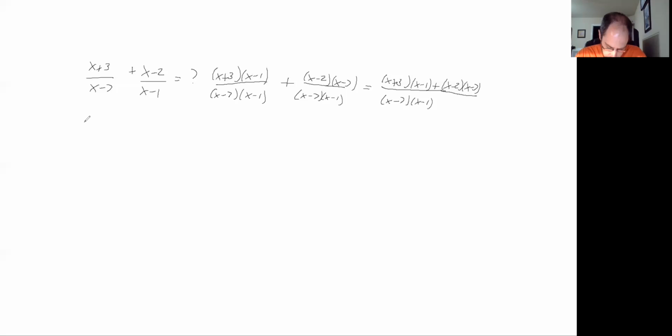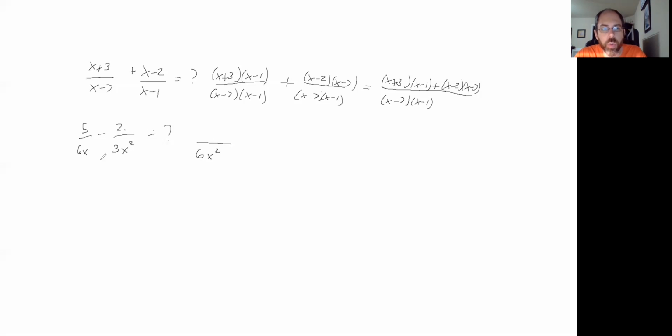Let's say I wanted to combine 5 over 6x minus 2 over 3x squared. How am I going to combine these two right here? I need a common denominator here, so I need the least common multiple of these. The least common multiple of 6 and 3 is 6, and the least common multiple of x and x squared is x squared.